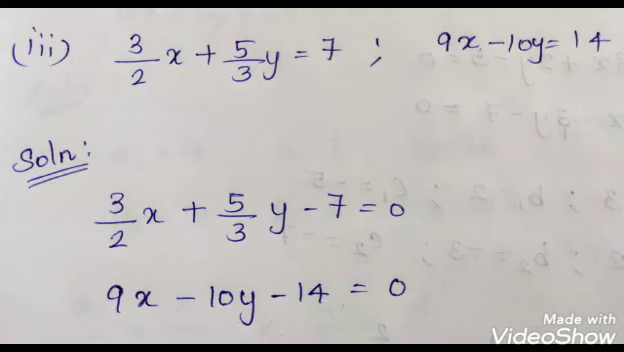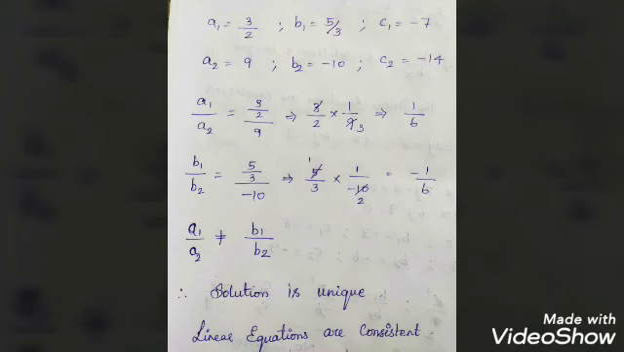The third question: 3 by 2 x plus 5 by 3 y equal to 7 and 9x minus 10y equal to 14. So first take your two equations. These are your two equations; convert them to the form ax plus by plus c equal to 0. In that form, A1 equal to 3 by 2, B1 equal to 5 by 3, C1 equal to minus 7, A2 equal to 9, B2 equal to minus 10 and C2 equal to minus 14.